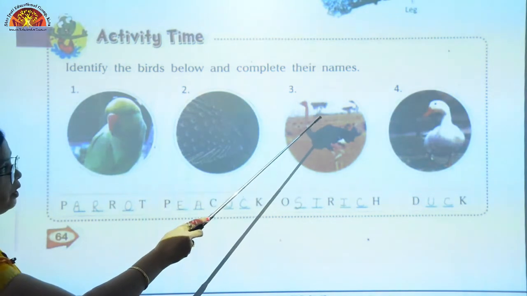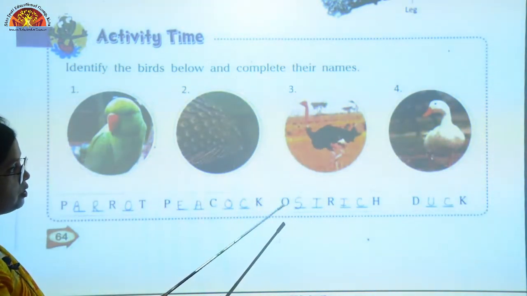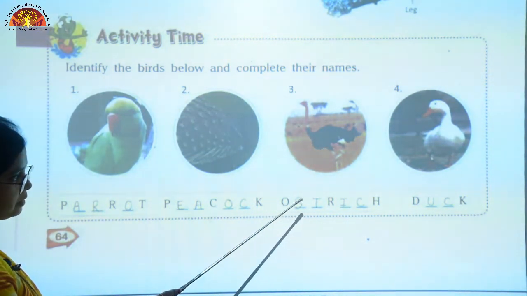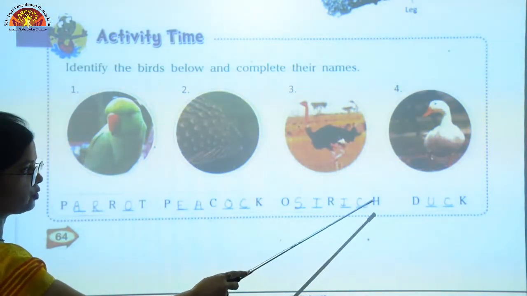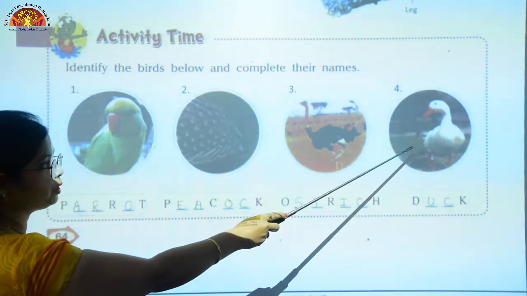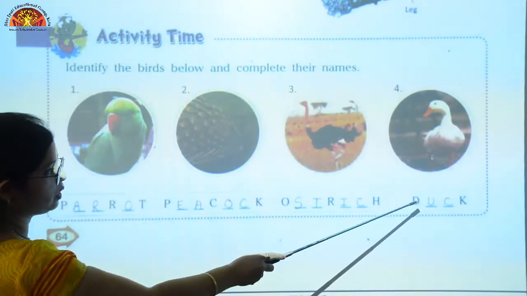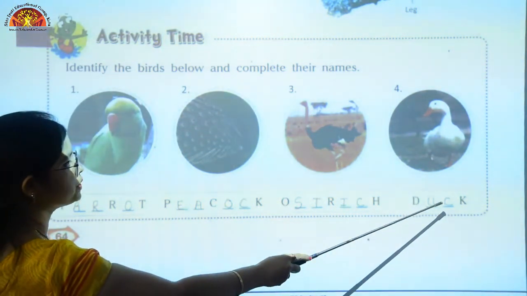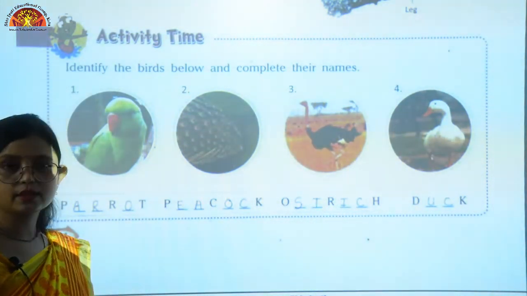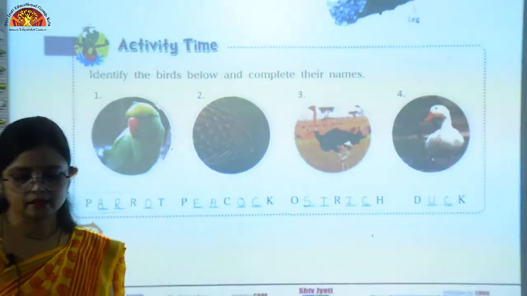Then the third bird shown here is ostrich. So you complete the spelling O-S-T-R-I-C-H, ostrich. Then the fourth bird shown here is duck. So complete the spelling D-U-C-K. Okay. So in this way you have to complete this activity.